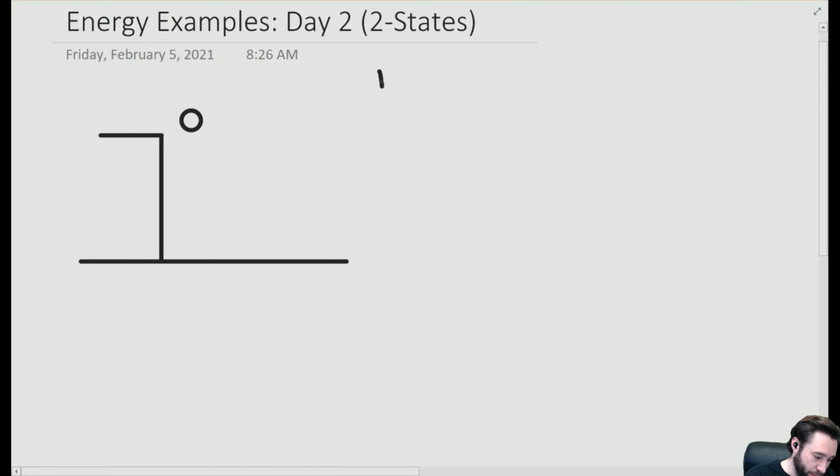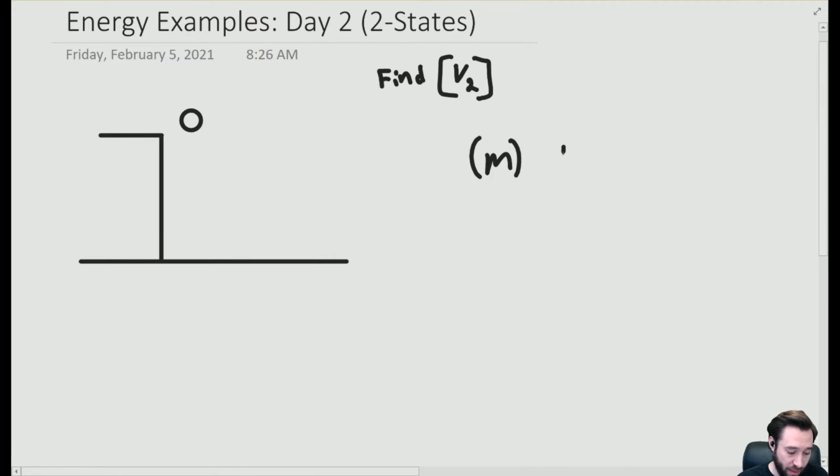So we want to find V2. And I like to put my variables that I'm solving for in square brackets, because if I've got M like this and I've got M like this, is it meters or is it mass? Okay. So my objective is I want to figure out what the velocity at state 2 is.